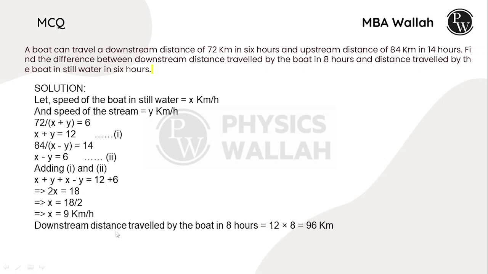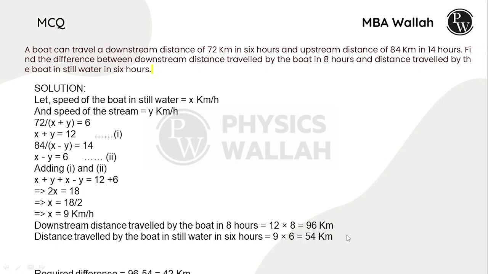Hence, the downstream distance traveled by the boat in 8 hours that we have to calculate will be 12 into 8, which equals 96 km. And the distance traveled by the boat in still water in 6 hours will be 9 into 6, that equals 54 kilometer. So the required difference will be 96 kilometer minus 54 kilometer, because we have to find the difference between the downstream distance traveled by the boat in 8 hours, that is 96 kilometer, and the distance traveled by the boat in still water in 6 hours, which is 54 kilometer.